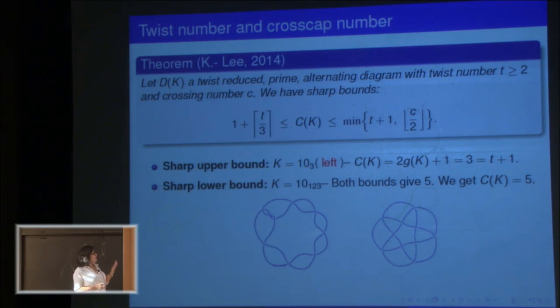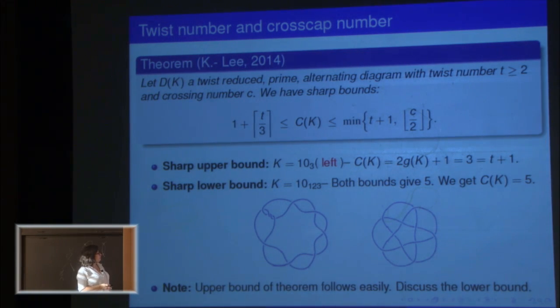But before I go into this, let's see sharpness. Here are some examples. This is a knot, 10, 1, 2, 3, where the upper bound is sharp. This is again a case of a knot where you are not going to find the maximal Euler characteristic non-orientable spanning surface.